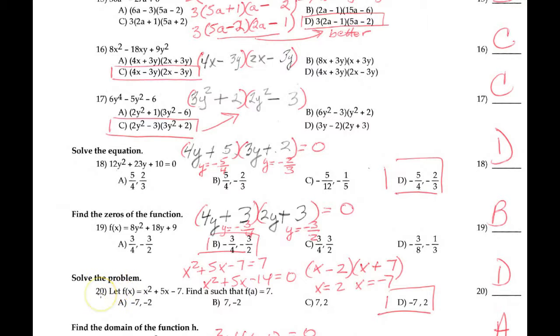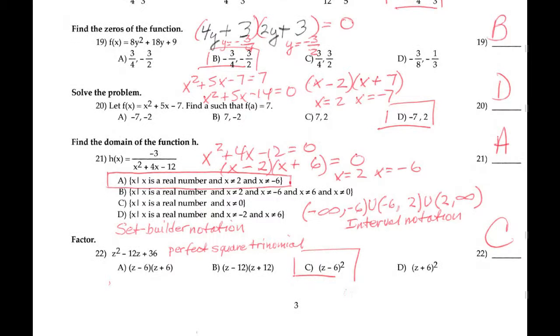Then going on to number 20, what are they asking here? Well, let's raise it up a little bit. They are saying that this equals 7, which is what I have right there. This equals 7. But again, to solve it, I have to put it in standard form. So I transpose the 7.